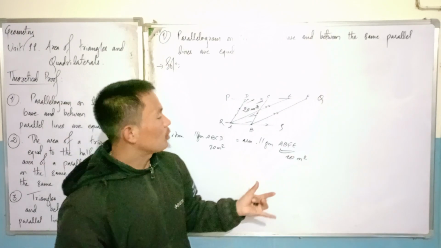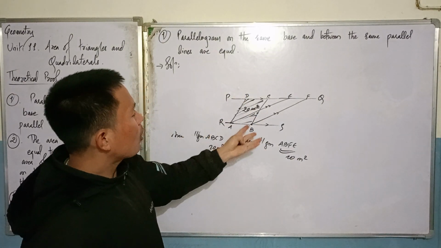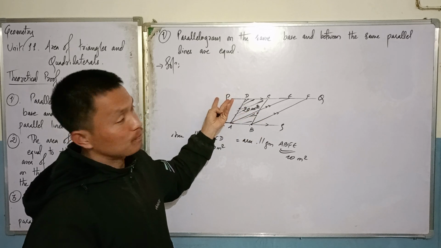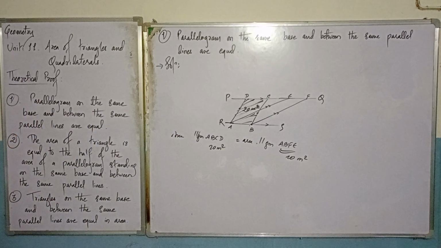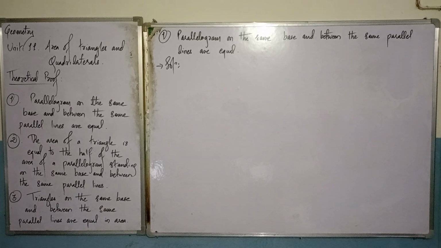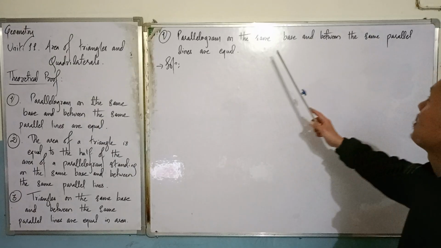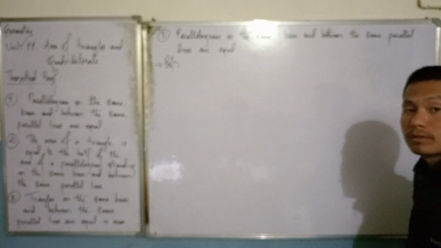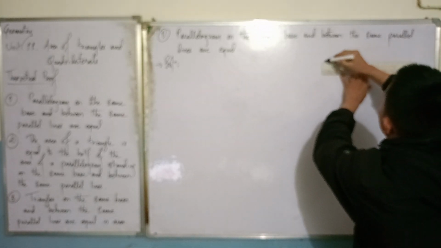Such types of questions will be given in the problems related to this. We are going to prove this theoretically, and I think it will be in 3 marks questions. So let's move into the theoretical part. How to prove that parallelograms on the same base and between the same parallel lines are equal? You just need to make a diagram here.